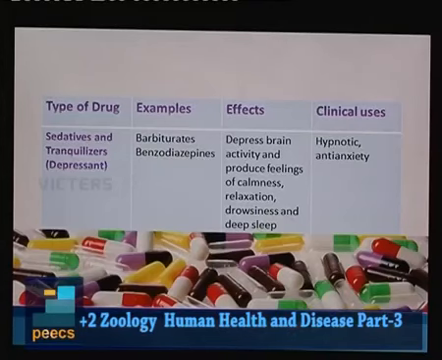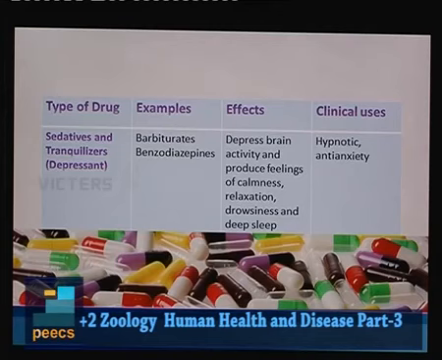Drugs are classified into different types. They are classified into sedatives, opioids, stimulants, hallucinogens. Now, we will try to identify each type of drug and their effects and their clinical uses. First, the sedatives and tranquilizers.